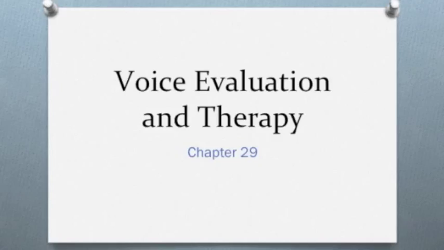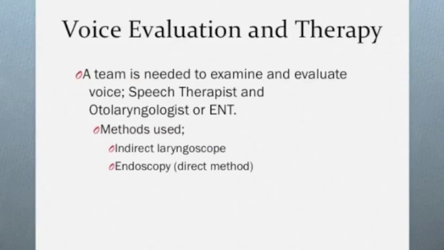Voice Evaluation and Therapy, Chapter 29. A team is needed to examine and evaluate the voice, such as a speech therapist and an otolaryngologist, or an ENT. To do this, various methods are available, such as an indirect laryngoscopy and endoscopy. An indirect laryngoscopy examines the larynx and vocal folds by placing a laryngeal mirror into the back of the mouth. It reflects a light onto the mirror that shines onto the vocal folds and makes them visible.